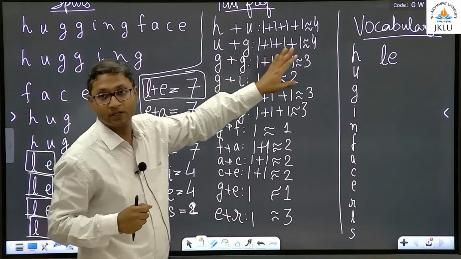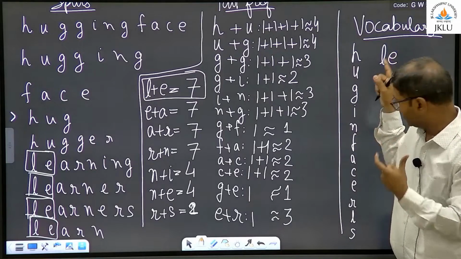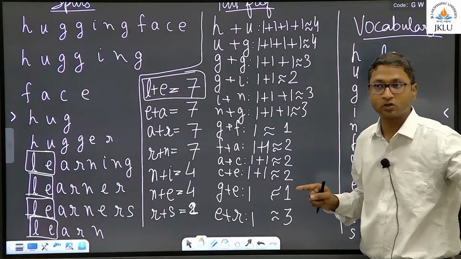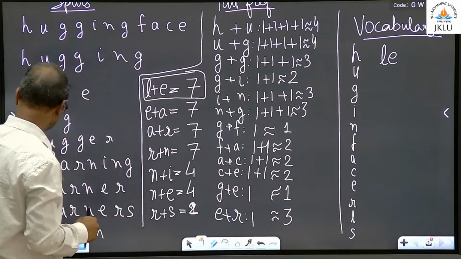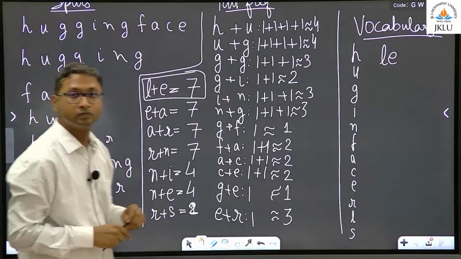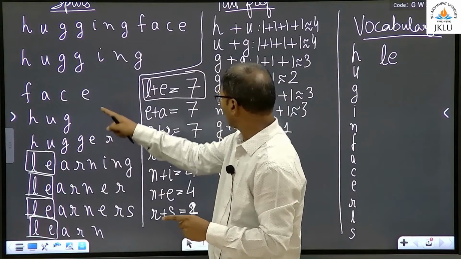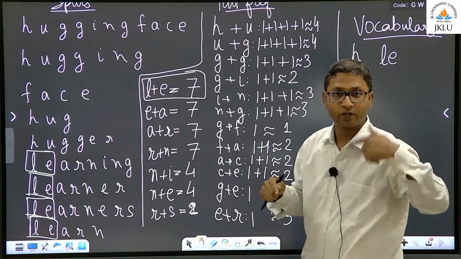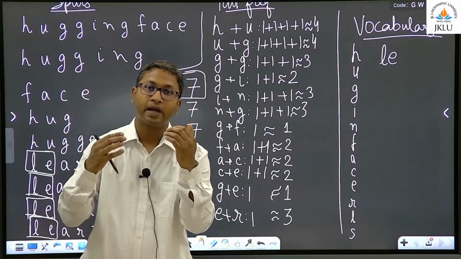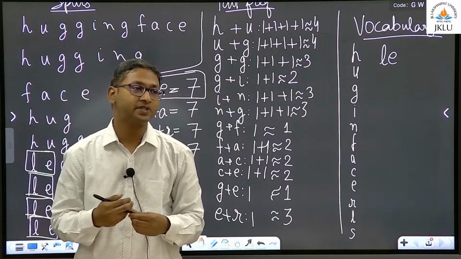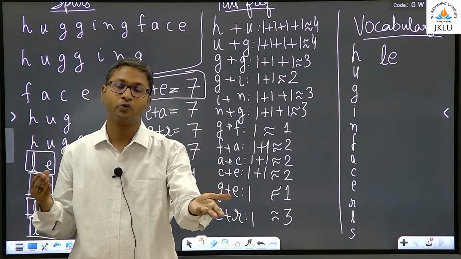So these are called merge operations. This making of LE from my previous vocabulary is called a merge operation. So you have LE here now. You will keep on increasing the vocabulary size, and how many times you merge basically depends on how much vocabulary size you want.